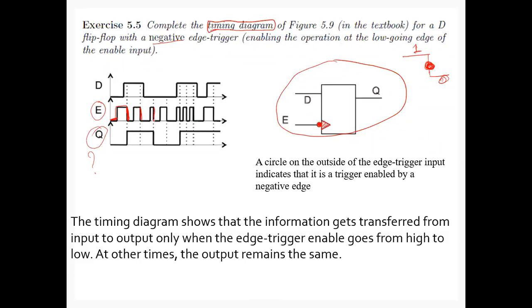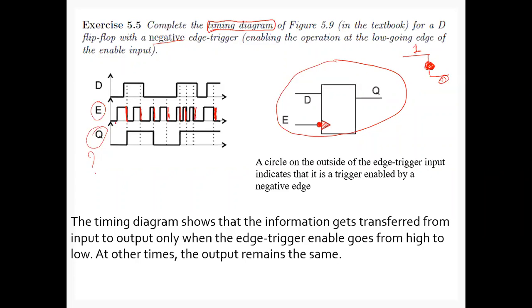This is high to low. This is high to low. This is high to low. This is high to low. And this is high to low. This is high to low, and this is high to low. We just worry about these locations here, so nothing else. Right here, at this location, what happens? That's what we are trying to figure out.